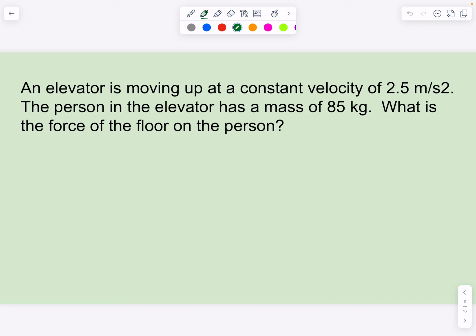We have an elevator moving up at a constant velocity of 2.5 meters per second. The person in the elevator has a mass of 85 kilograms. What's the force of the floor on the person?